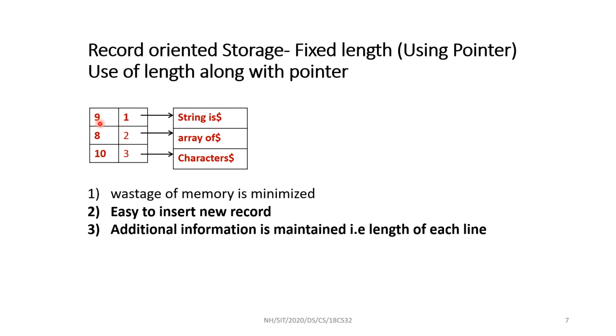Also store the length of the first record, length of the second record, length of the third record in one of the fields. Now our pointer has got one more field called length field just to store length information. How many characters are there in that record can be stored in this field. Again, as earlier, wastage is minimized, easy to maintain, and one extra information is stored here, that is length of each of the record, length of each of the line, number of characters in each of the record.